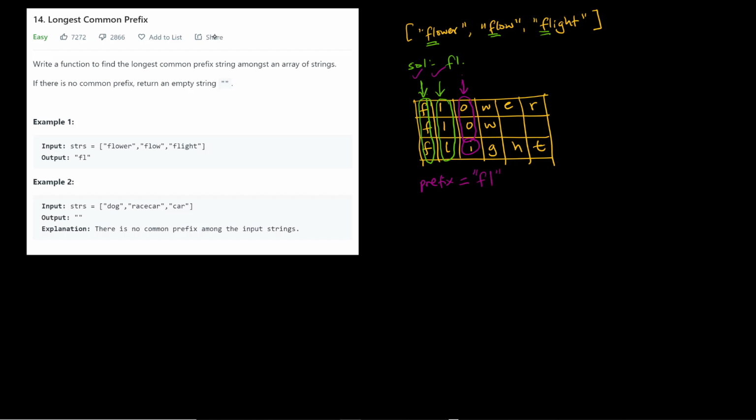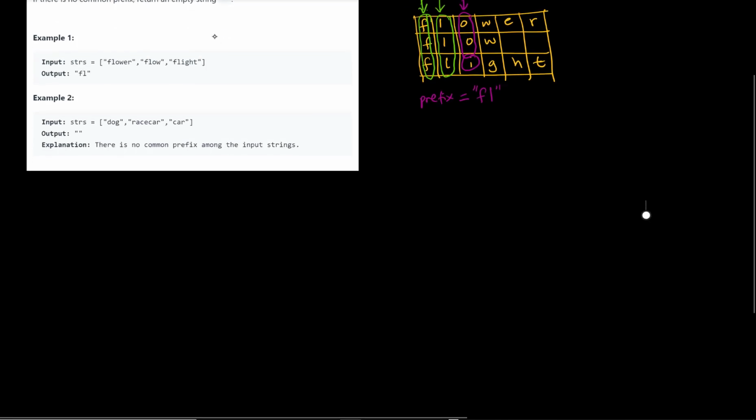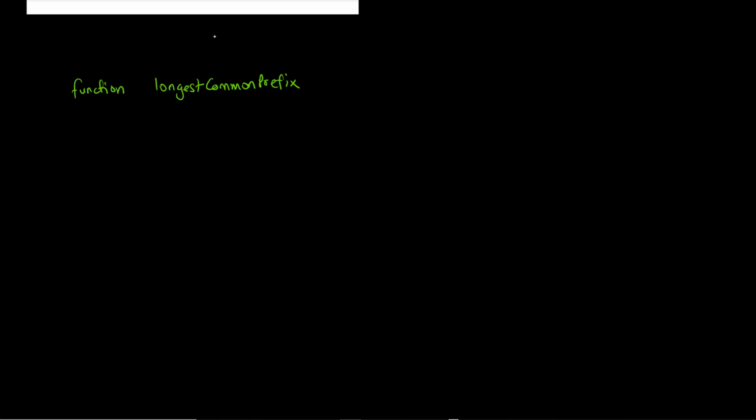How do you put this in code? Today, of course, I'll be using JavaScript as usual, for reasons that I've stated earlier. So let's write our function here: function longestCommonPrefix, given a list of strings, strs.